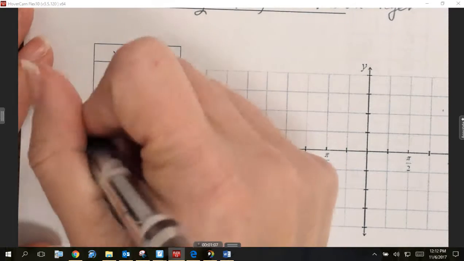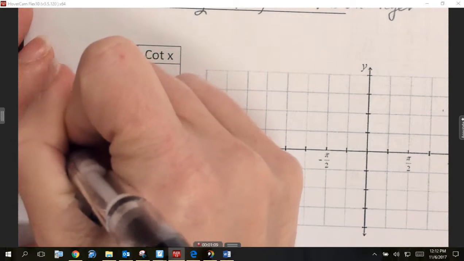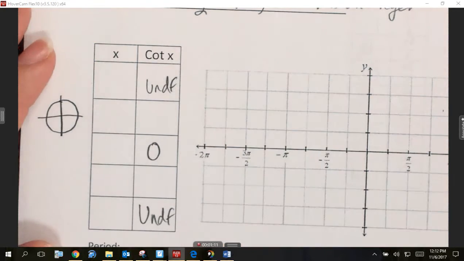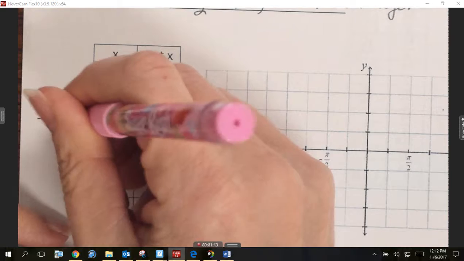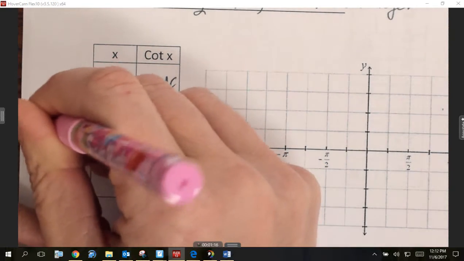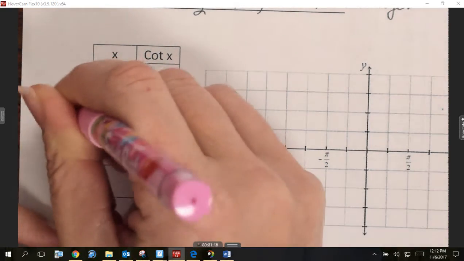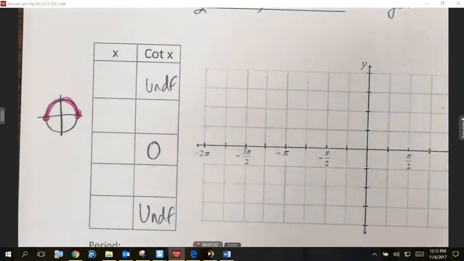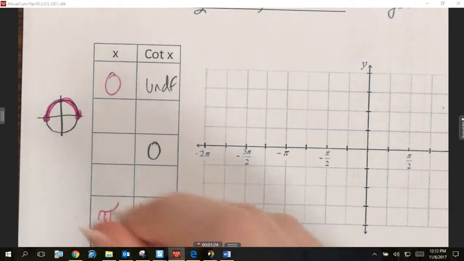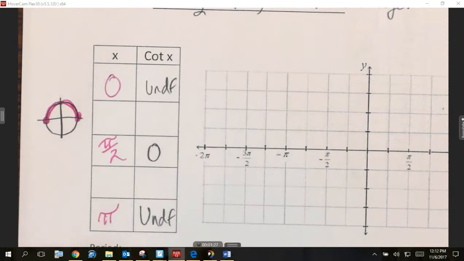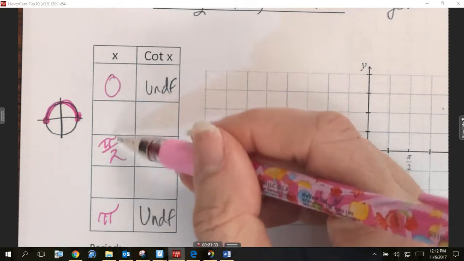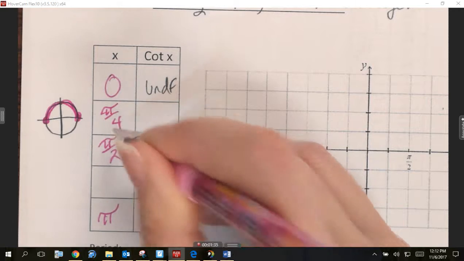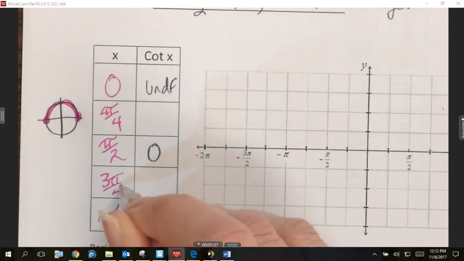But for this one, when we look at where cotangent is undefined and 0, it makes sense for us to use the top half of the unit circle. So we're going to go from 0 to pi, making pi over 2 the middle. And then we find the exact middle between those x's, and we get pi over 4, and the other one will be 3 pi over 4.